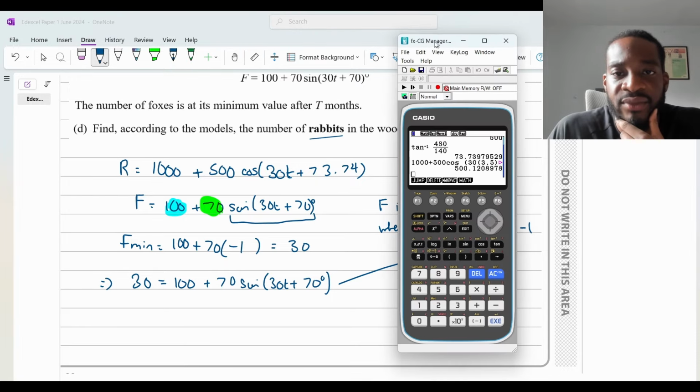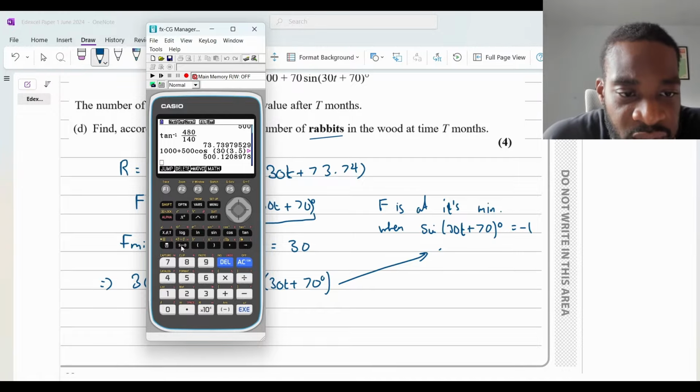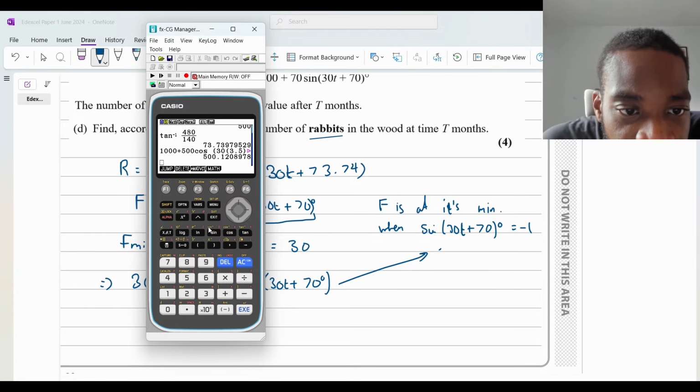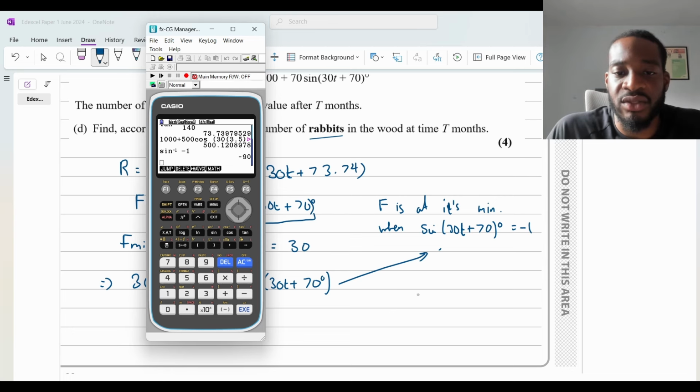Now t is the sine inverse of that. What's the sine inverse of -1? You can use the graph to be fair, but I'll just do it on the calculator. I think it might be 270, but let's check anyway. Sine inverse of -1 is -90. Yep. And then if we add 360 to that, you're going to get 270, isn't it?